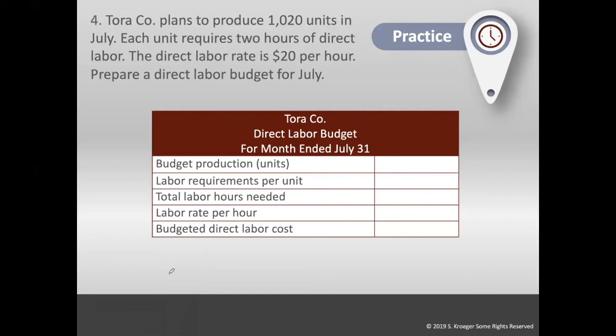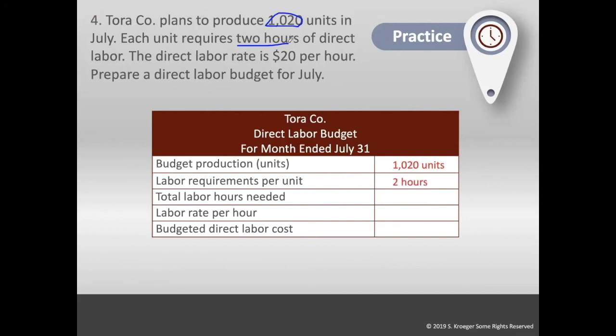I do recommend pausing this right now and trying it on your own since this is an easier budget to do. We begin by putting in a budget production in units. How many units are we planning on producing for the month of July? 1,020 units. What are the labor requirements? It takes us 2 hours to produce each unit.